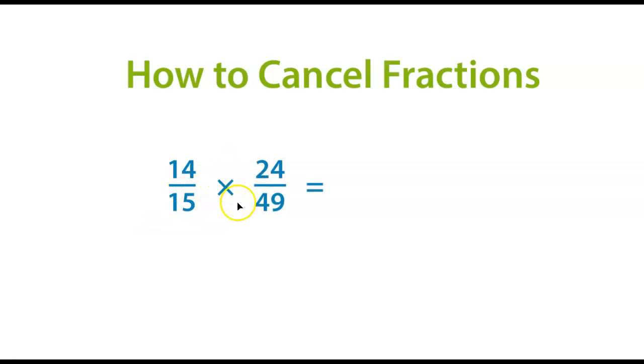When you have this multiplication question, the two things with a common factor are going to be across the way from each other. So you'll notice 14 is divisible by 7. 49 is also divisible by 7. And we can also look up here. We say, okay, 24 is divisible by 3, and 15 is also divisible by 3.